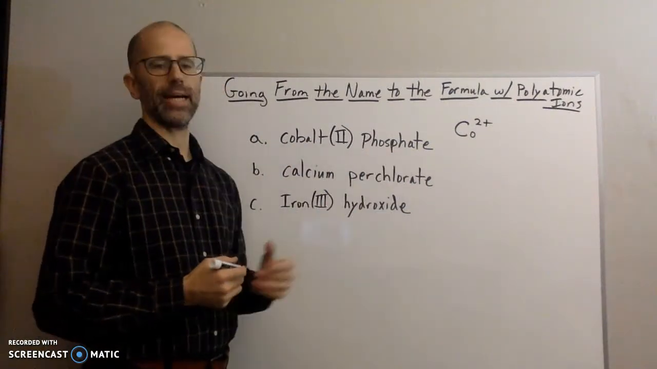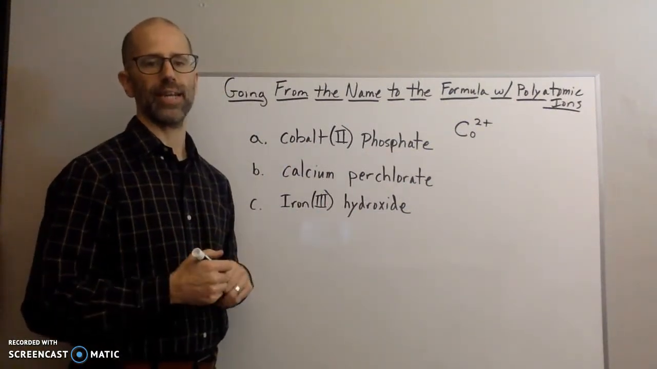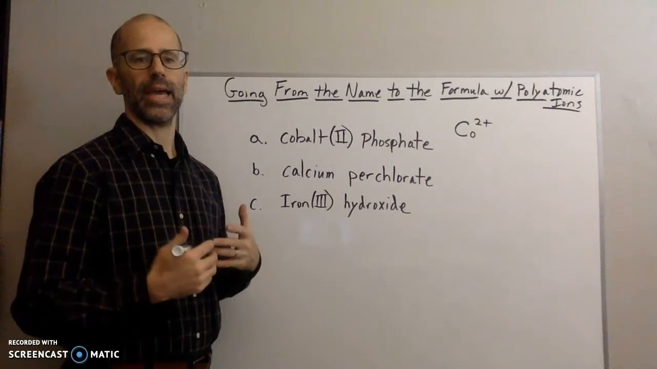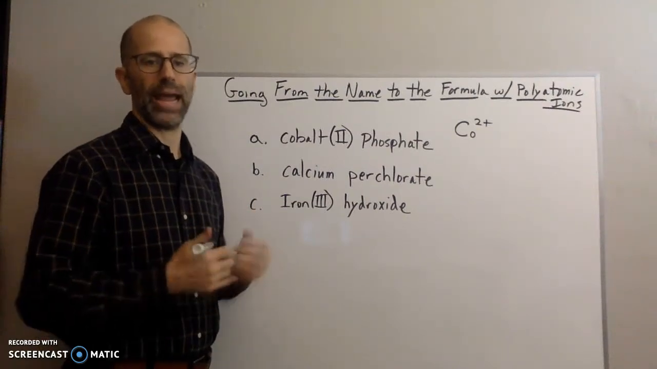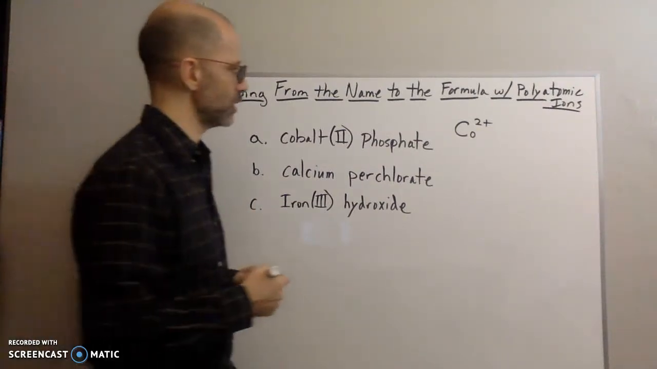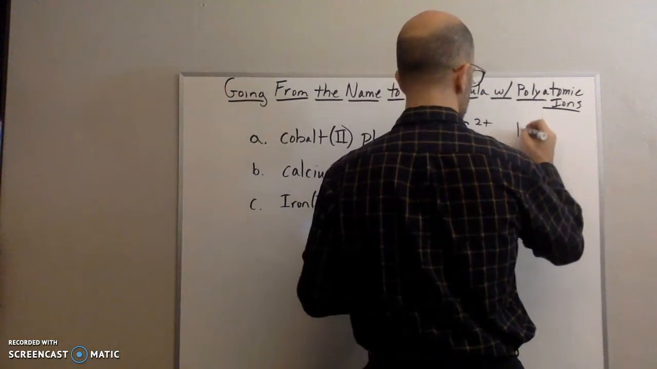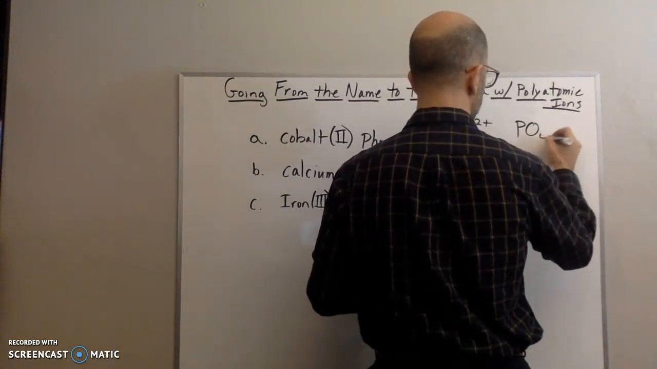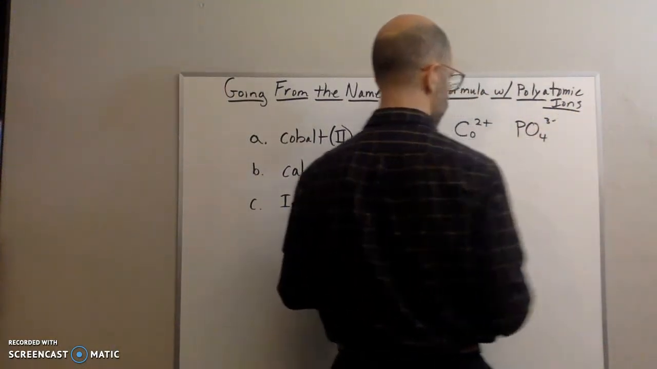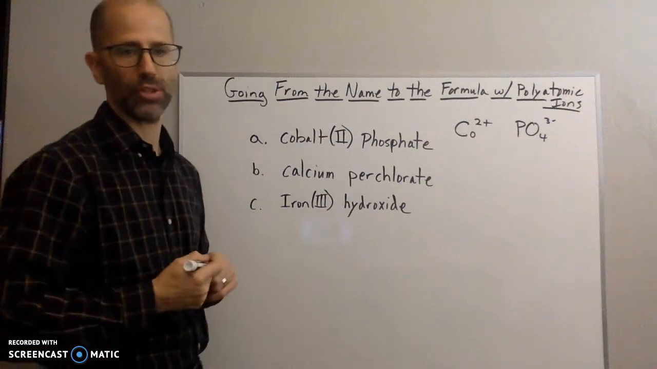The second ion is phosphate. You should recognize that as a polyatomic ion, and you should know what the formula and the charge is. So phosphate is going to be PO4 3-. So you have to know the charge.